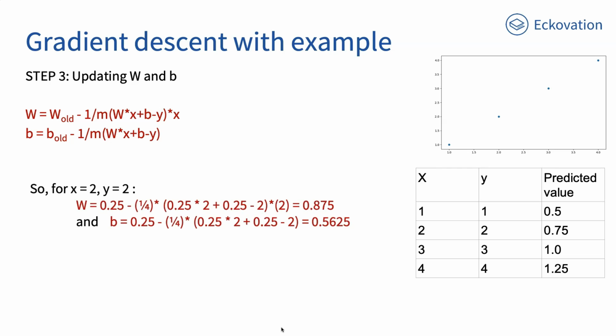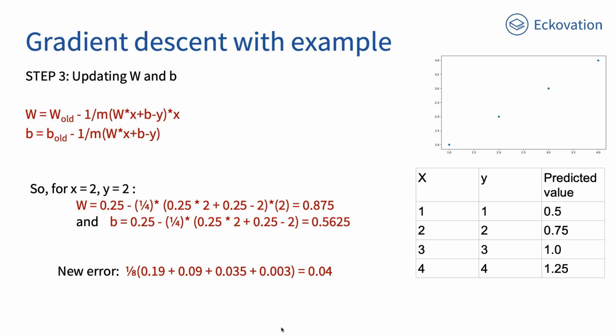Now this time our old w and b become what we have calculated in the last slide, that is 0.25. So w equal to 0.25, b equal to 0.25, x equal to 2 and y equal to 2. Put all of them in the formula, we get w equal to 0.875 and similarly b equal to 0.56. Note that in order to update equation for b, we have used w equal to 0.25, which was the old value, and not W equal to 0.875, which was calculated in this step itself.